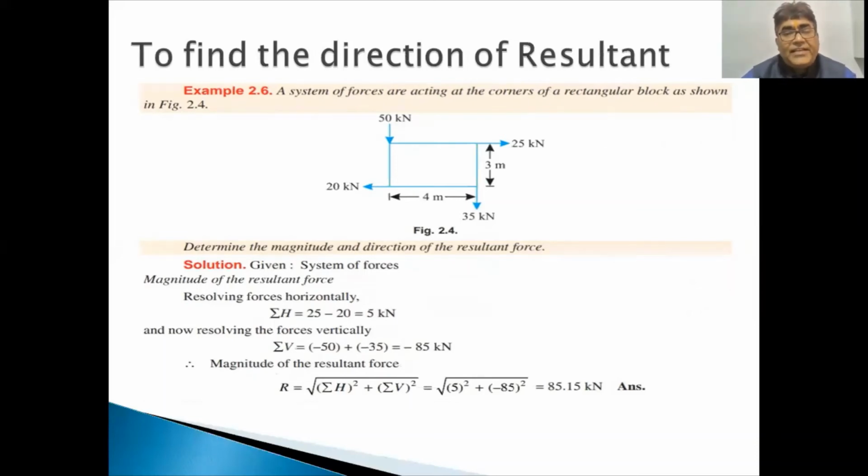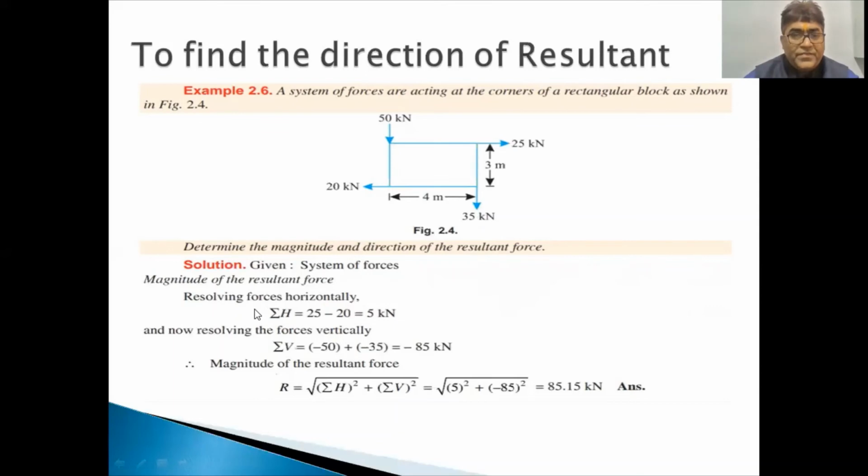So let us take another example, the sixth question: a system of forces acting at the corners of a rectangular block as shown in figure 2.4. Here you can see that there are no markings, but we can mark the four corners of the rectangle as ABCD. Now on the sides there is a 25 kilonewton force to the right, 50 kilonewton downward, 20 kilonewton to the left, and 35 kilonewton also downward.